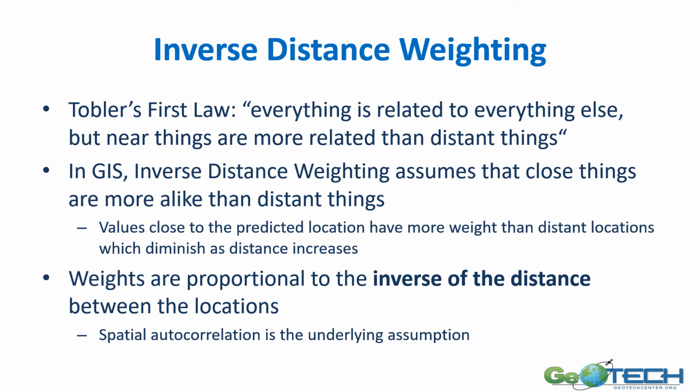Inverse distance weighting, we're thinking of Tobler's first law, where everything is related to everything else, but near things are more related than distant things. Inverse distance weighted assumes that close things are more alike than distant things. Thus, the values close to the predicted location have more weight than distant locations, which diminish as the distance increases. Weights are proportional to the inverse of the distance between the locations, and spatial autocorrelation is the underlying assumption.